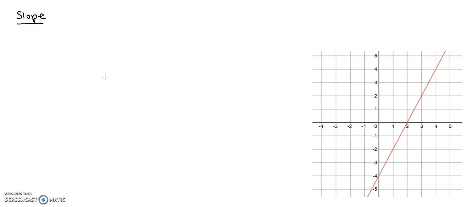Let's start our discussion about lines with slope. So slope is defined as the change in y values over the change in x values. Okay, so you might recognize this formula, change in y over change in x. That's for given points x1, y1, x2, y2. And it's also known as the average rate of change.